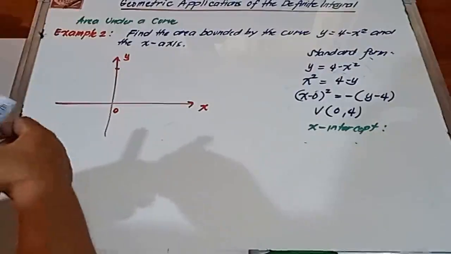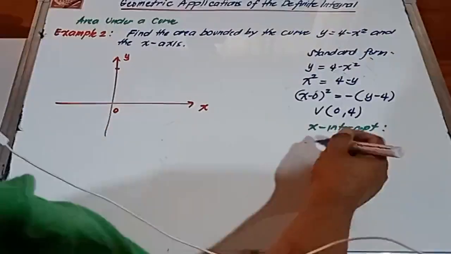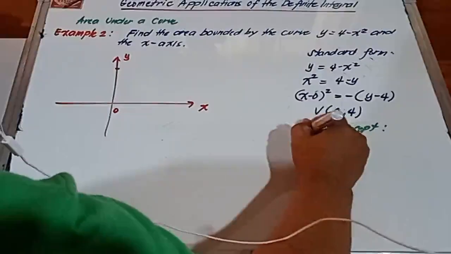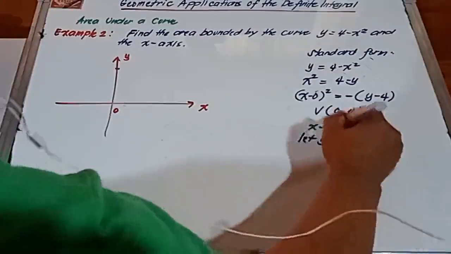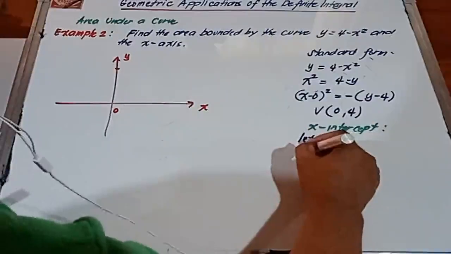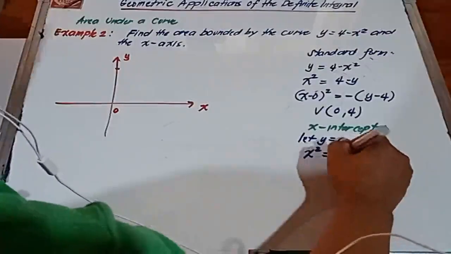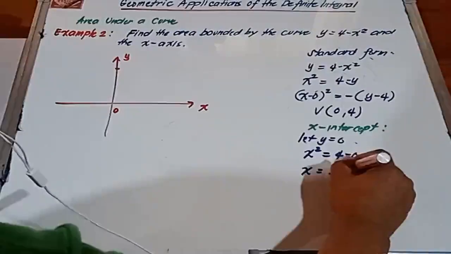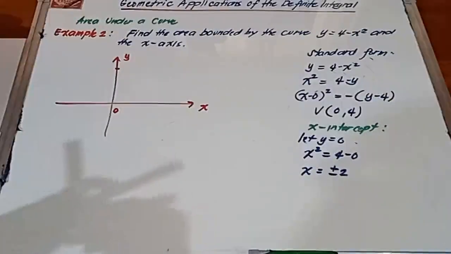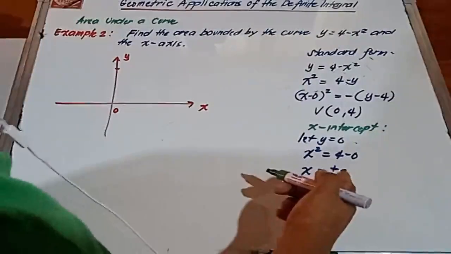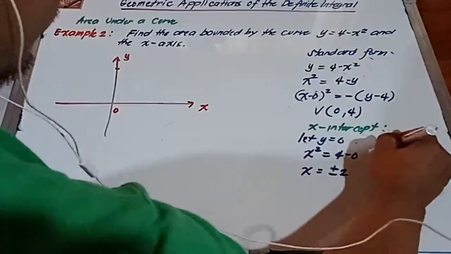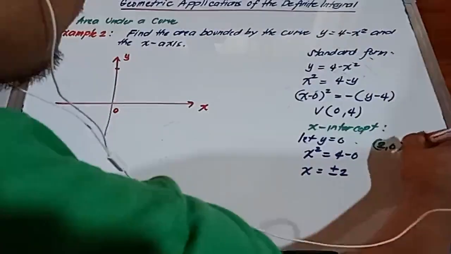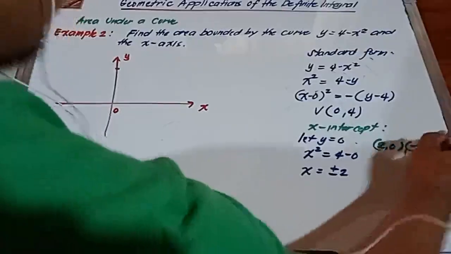Paano natin makukuha yung x-intercept? We let y equal to 0. So, from here, we have x squared equal to 4 minus 0. Square root natin both sides. So, we have positive, negative 2. So, x-intercepts natin ay 2, 0 and negative 2, 0.